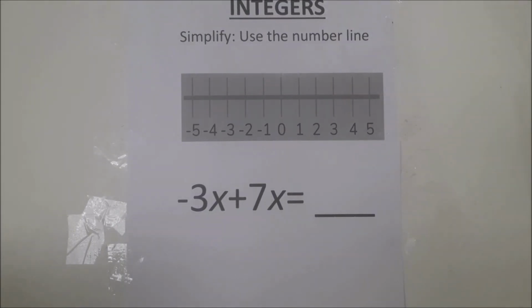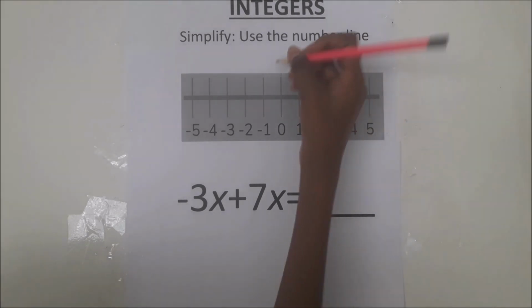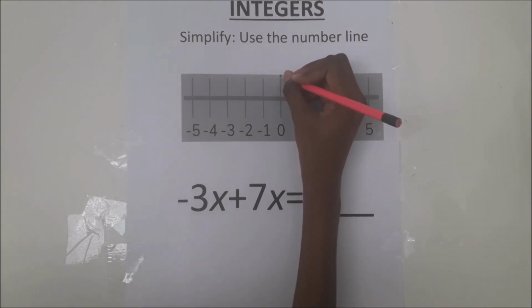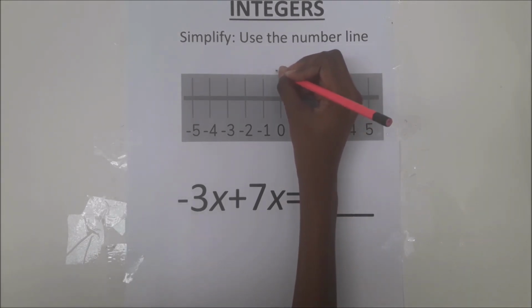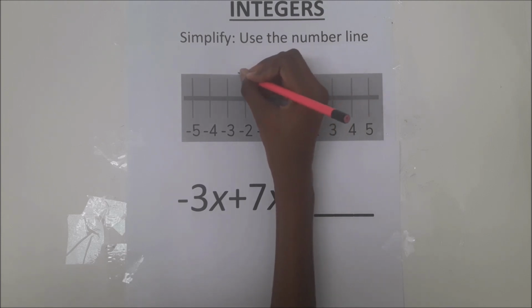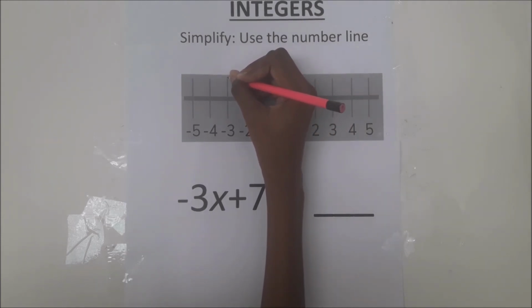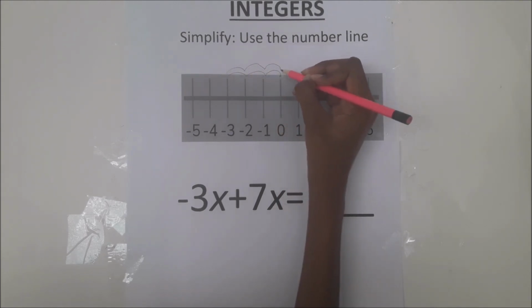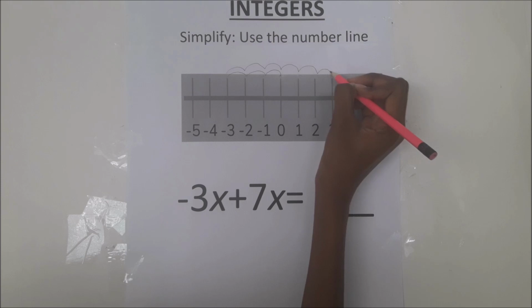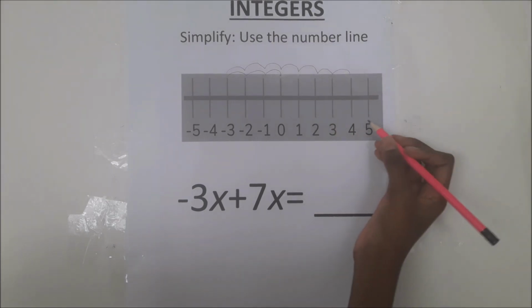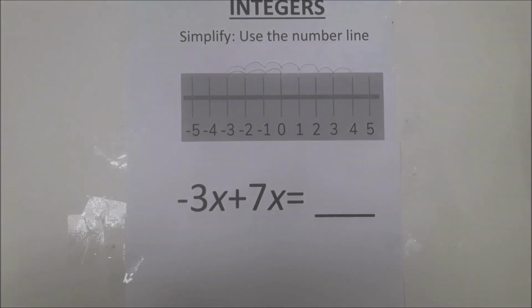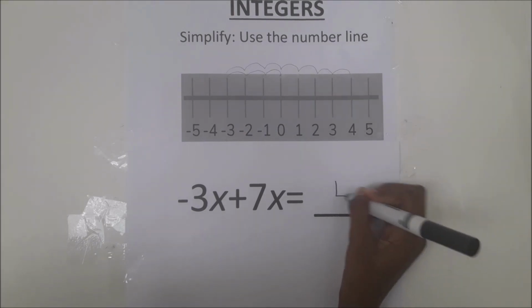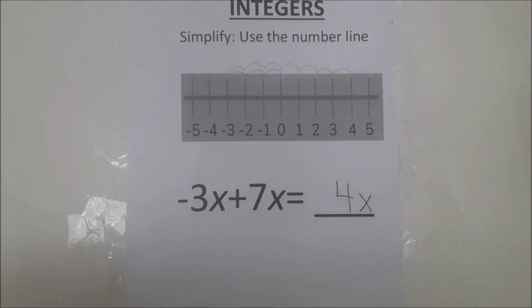Okay, final one, Raphael. Read it. Negative 3x plus 7x. Work it on the number line. Start at 0, then go 3 steps to the left. 1, 2, 3, and go 7 steps to the right. 1, 2, 3, 4, 5, 6, 7. Minus 3x plus 7x is 4x. Very good.